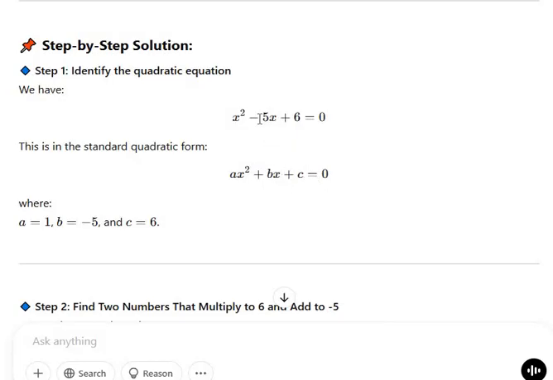This is the format. Now you can compare this. We have x square, we have 5x, which is bx, and 6 is without x. It means there should be a square of the variable, a power 1 of the variable, and then a term without x. These three terms make a standard quadratic form.